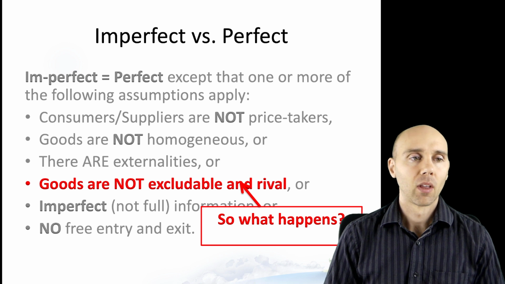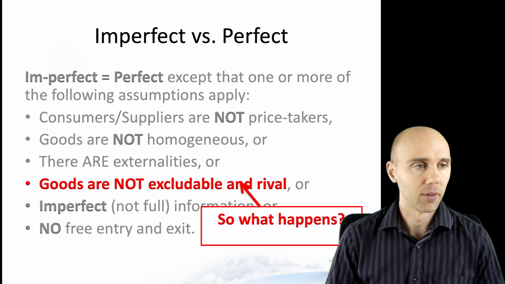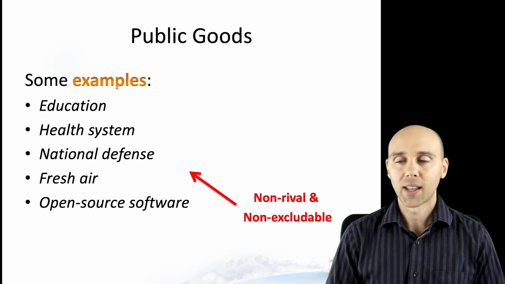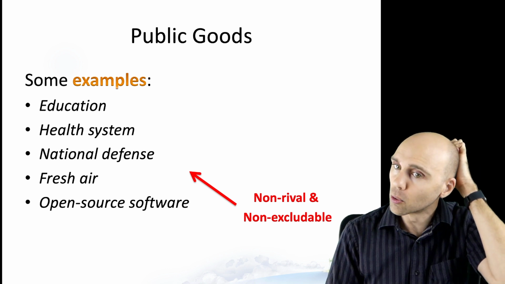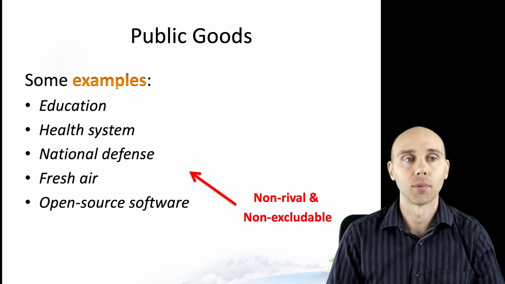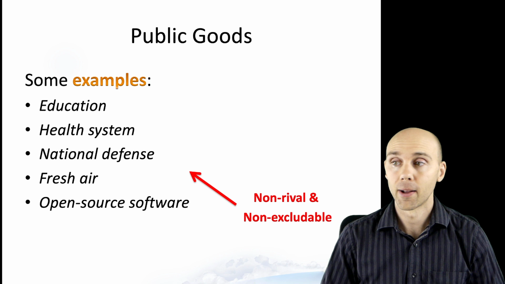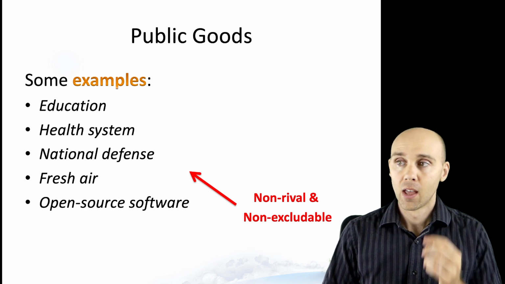You've probably heard about public goods before. You're certainly familiar with them. Here are some examples to jog your memory. So education, health, national defense, fresh air, and open source software are all examples of public goods because they fulfill these two criteria: non-rivalry and non-excludability. So what are these?